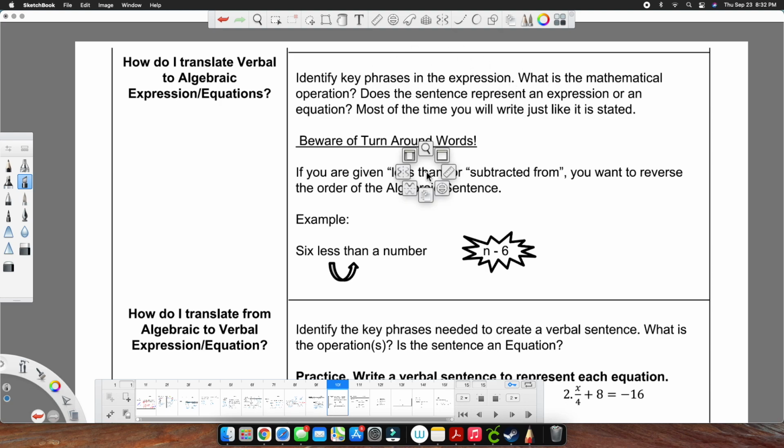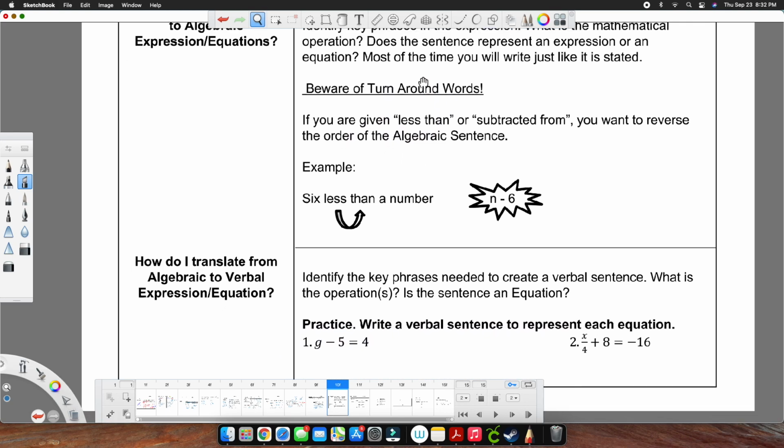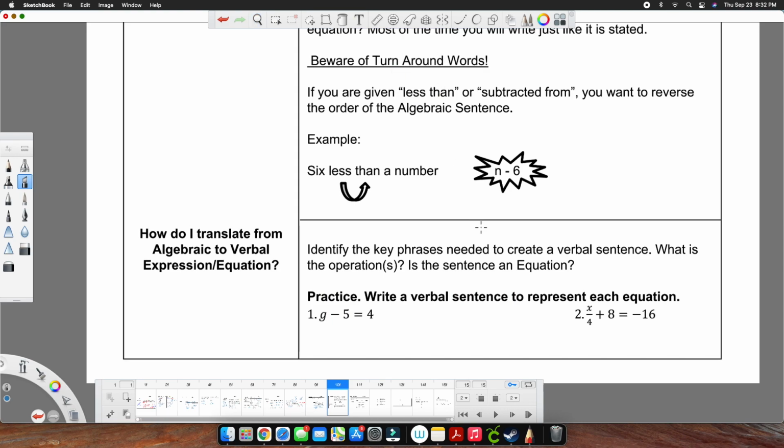All right. If I scooch down a little bit more, identify the key phrases needed to create a verbal sentence. What is the operation or operations? Is the sentence an equation? So we're going to practice. We're going to write each verbal sentence. Write a verbal sentence to represent each equation. So it's automatically telling me these are equations. I can see that pretty quickly. They both have an equal sign. So that second question was already answered.